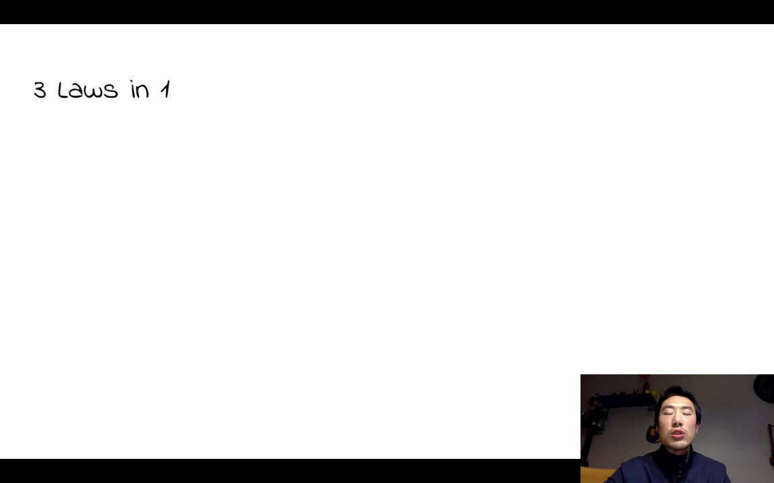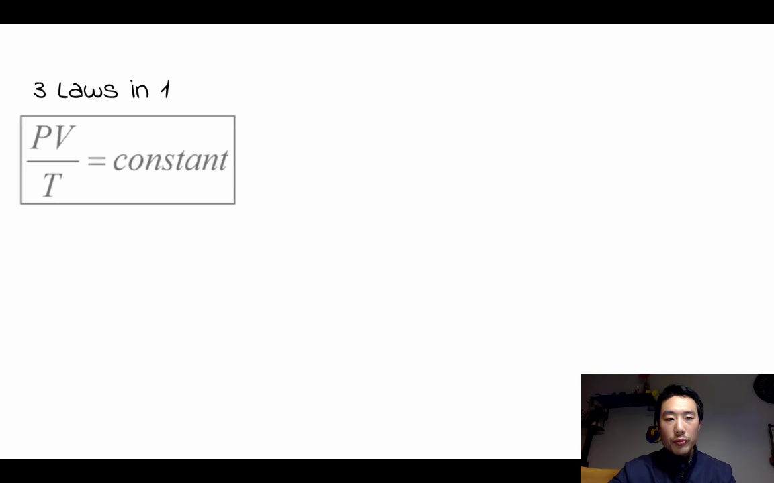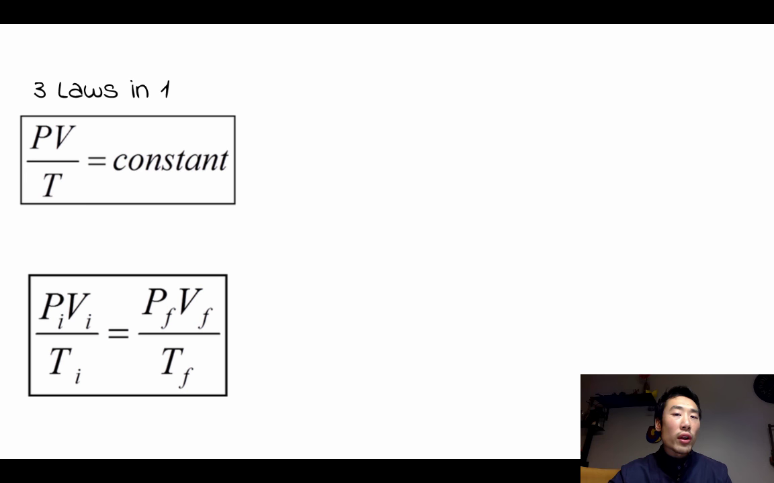All right. Now with these three laws, we can combine them into one. P times V divided by T has to equal a constant. And we can also write it like this. P initial times V initial divided by T initial is equal to P final times V final divided by T final, where P is pressure, V is volume, and T is temperature.